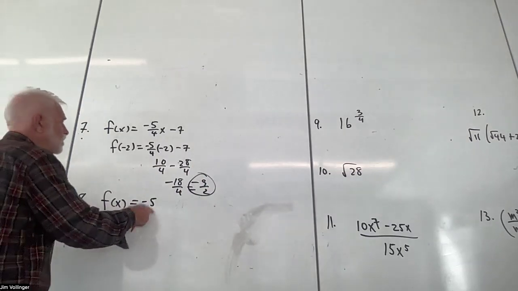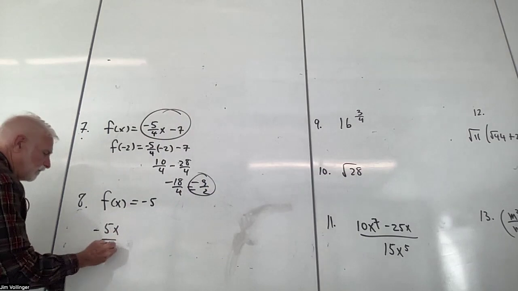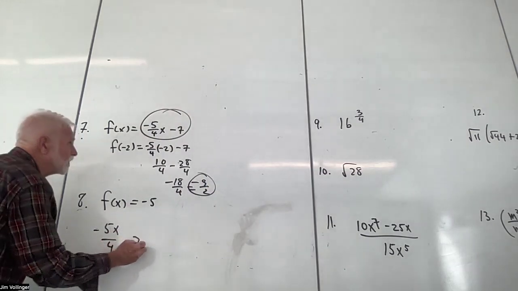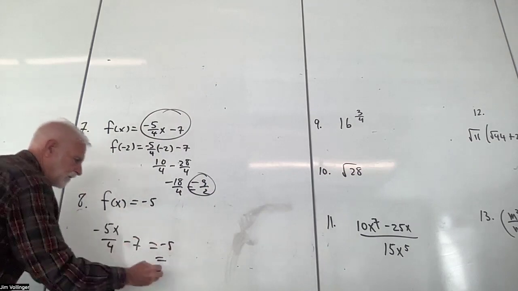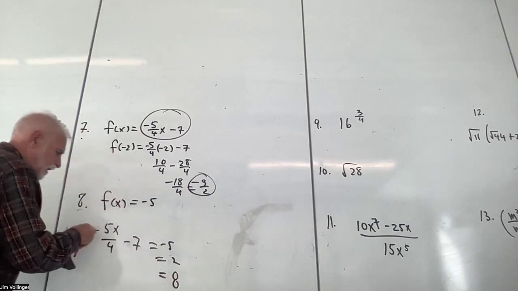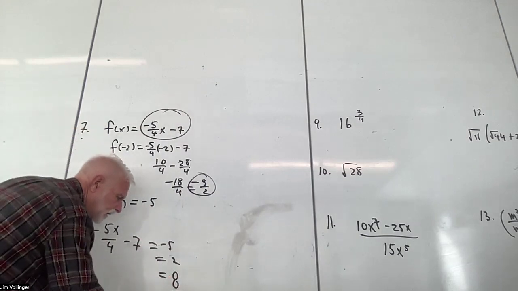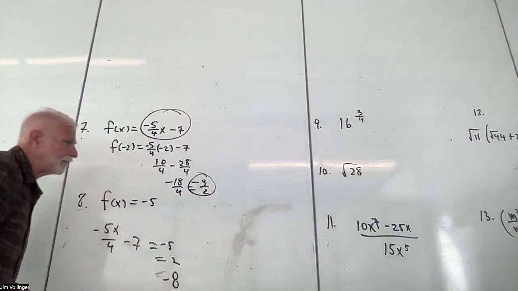Solving f of x equals, well, f of x is this equation, minus 5x over 4 minus 7, and we're setting it equal to negative 5. So I'm going to bring the minus 7 over, I get positive 2. I'm going to multiply by 4, I get positive 8. I'm going to divide by negative 5 and move the negative into the numerator. So there's your final answer for that problem.